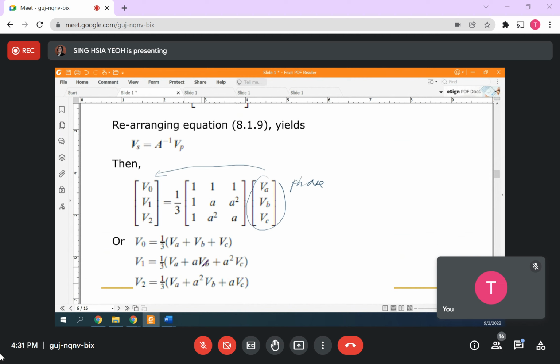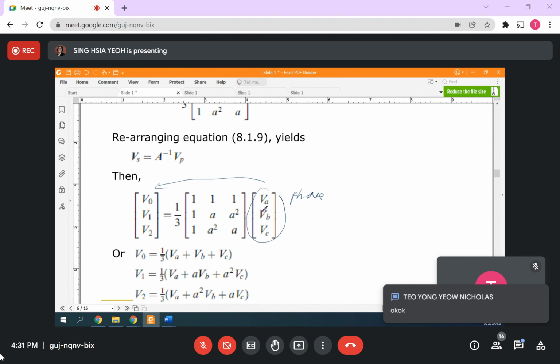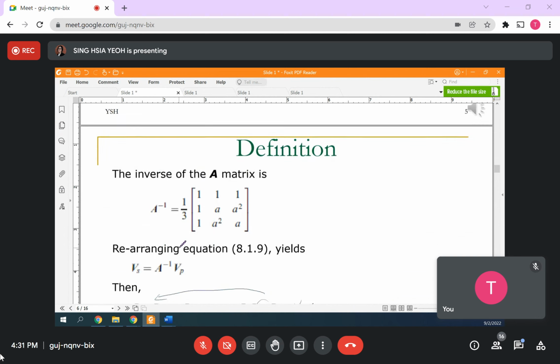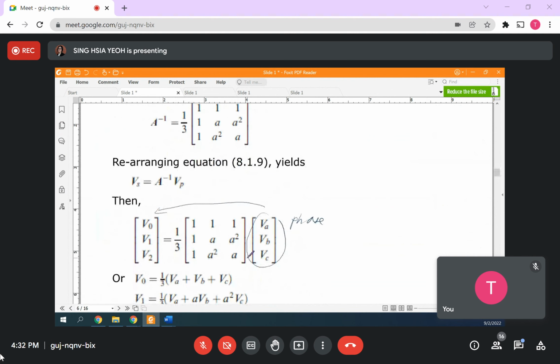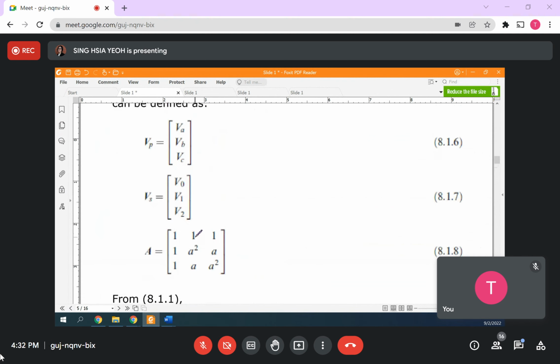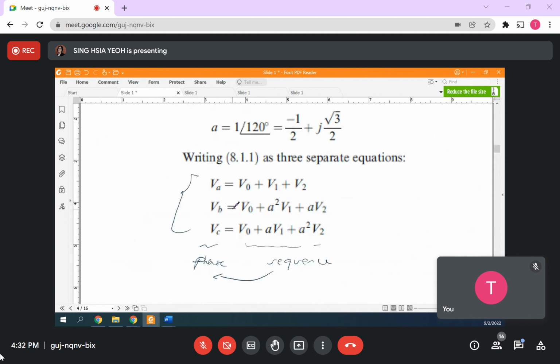Question 3 we will discuss next time, because that one is a long story. It's not that important, so hold it first. So VA, VB, VC convert to 0, 1, 2. There is one good news and one bad news. I'll tell you the bad news first: you need to memorize this formula and this formula if you have to attend a face-to-face exam.